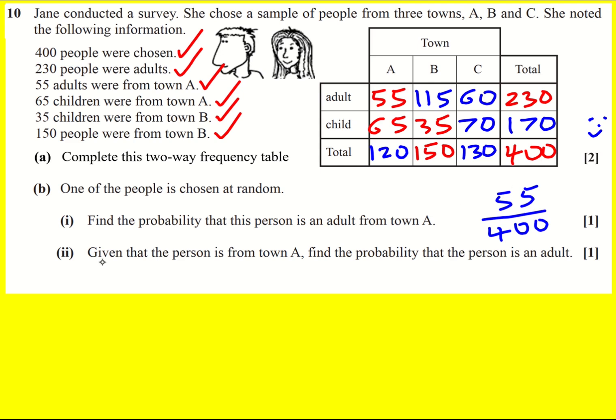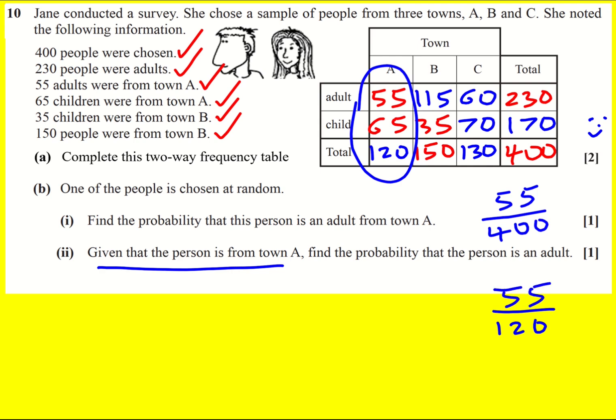For the second part, we are given that they are from town A. That basically means that it must be from here. So actually this time there's 120 people. Okay, all the rest we ignore because they're not from town A. Now find the probability they're an adult. Well, it's still 55 of them. So it's 55 over 120.